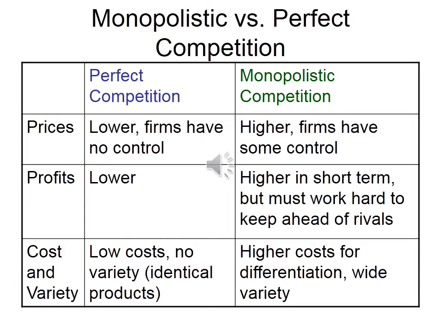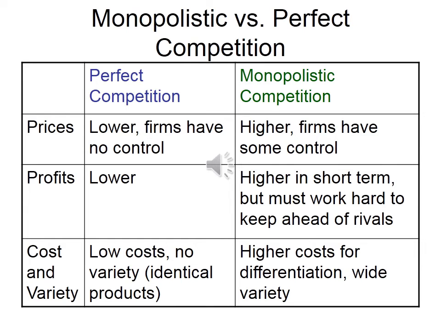So we may make a comparison between monopolistic competition and perfect competition. As far as perfect competition is concerned, the prices are lower, firms have no control, the profits are lower, and the cost and variety are low: low cost, no variety, identical products.